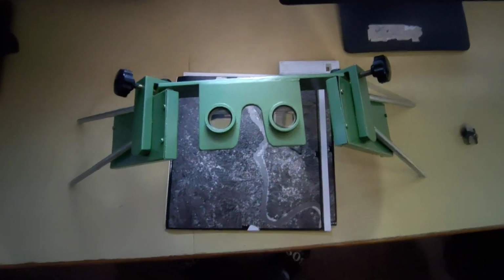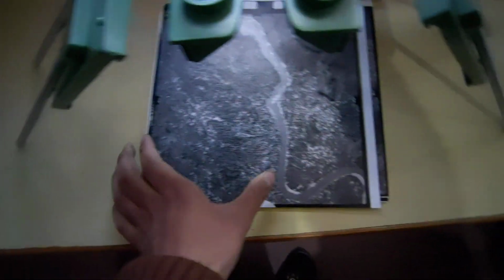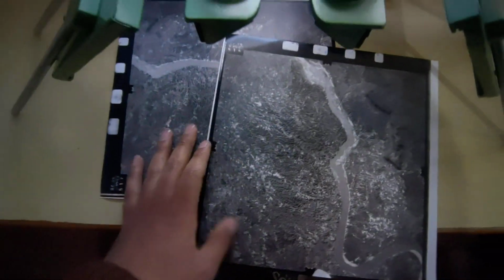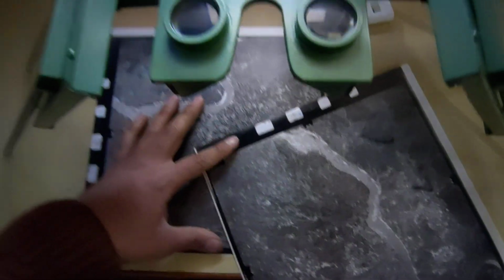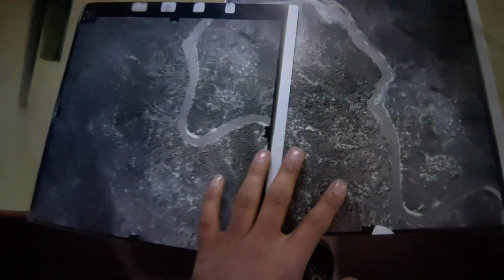This is a stereoscope. What we do in this, we have two images here. It is called an image parallax or differential parallax. What we do here is we take two images of stereoscope. When we do aerial photography, we have a stereoscoping image, and then there is an overlap of two images.